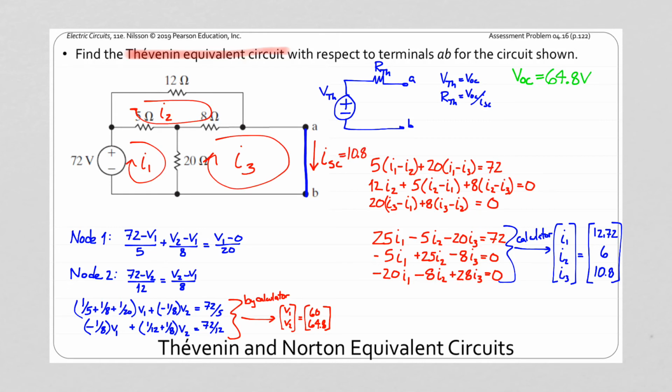Now we can take this value and put it with our open circuit voltage. That's all that we're going to need to solve for our Thévenin circuit. We saw that the open circuit voltage was 64.8 volts. Thus, the Thévenin voltage is the same as that open circuit voltage. We have a 64.8 volt source, and our Thévenin resistance is the quotient of the open circuit voltage divided by the short circuit current. In this case, this is going to be 64.8 divided by 10.8, which will give us 6 ohms as our Thévenin resistance.